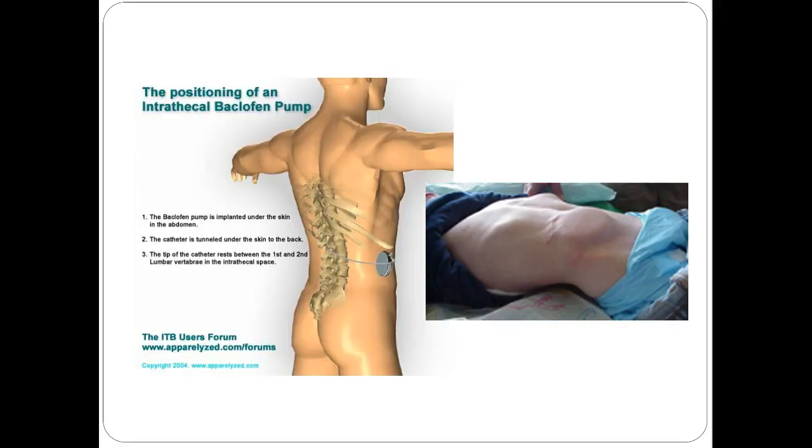Baclofen's got a cool pump application that somebody invented at some point. This looks really big because this isn't a kid. But they're these metal disc things that get implanted sort of here, and then they have a tunnel that goes into the intrathecal space, and then that releases baclofen at a certain rate. Kind of like an insulin pump, but it's completely implanted.